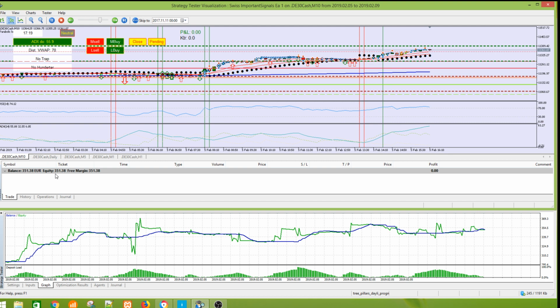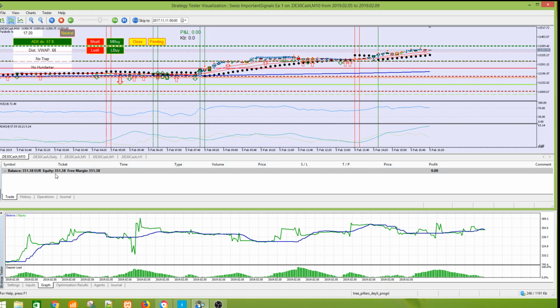But that's enough. Hedge fund managers make this in a year. Okay, then see you later with Swiss Trader.